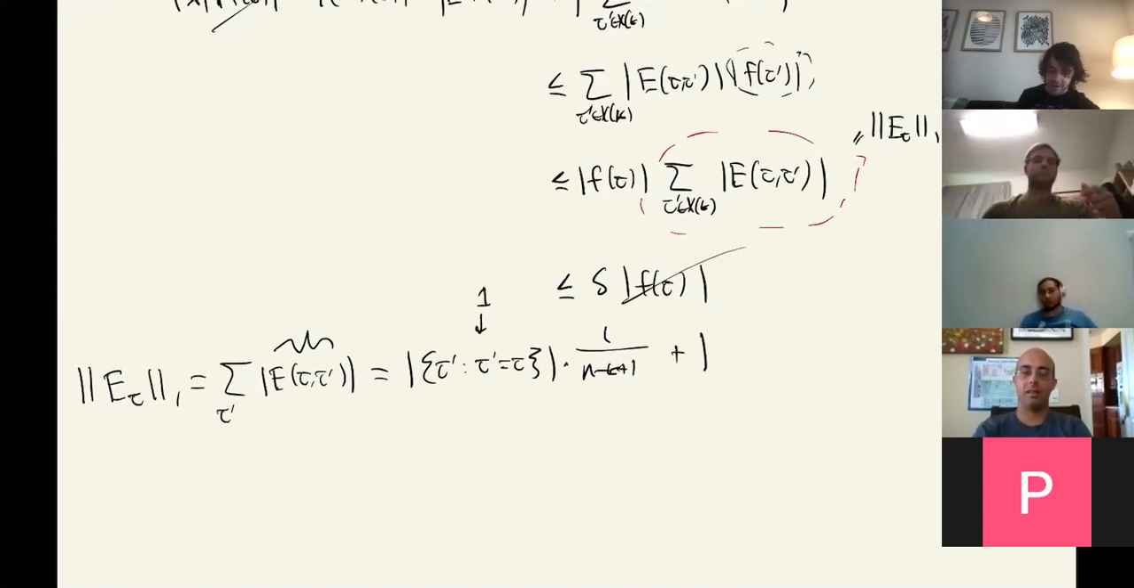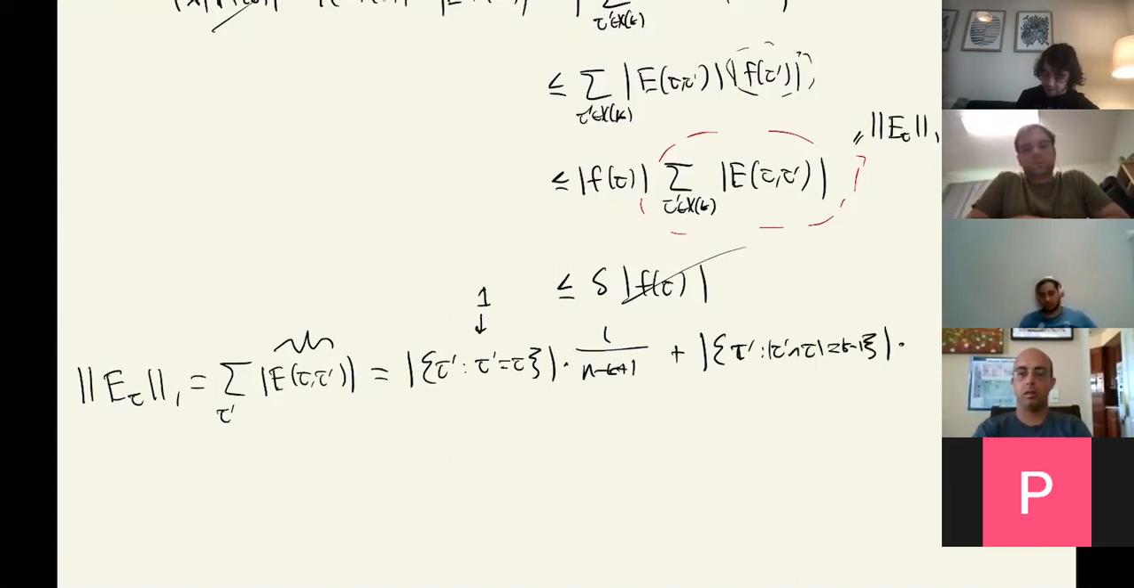The second case is we have to sum across all of the tau prime which are neighboring to tau. So this is the number of tau prime such that tau prime intersect tau is equal to k minus 1. And then the value here that I claimed above is k times n minus k times n minus k plus 1. So to actually get a bound, all that's left is to compute the number of neighbors. What's the number of tau prime that are 1 away from tau?